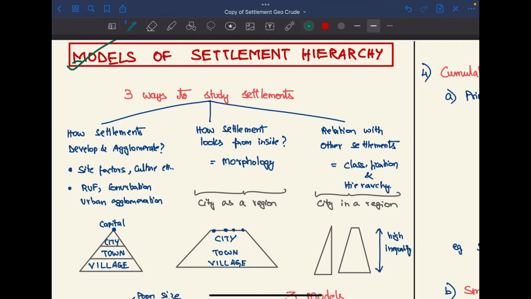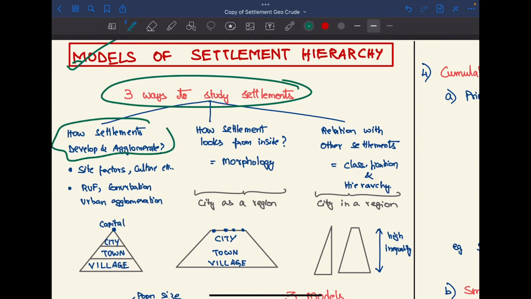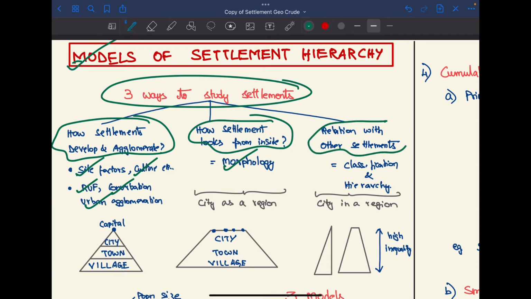Next, we have models of settlement hierarchy. There are 3 ways to study settlement. First, how a settlement develops and agglomerates. For example, what are the site factors and cultural factors involved. We have studied rural conurbation, urban agglomeration. Second is how a settlement looks from inside, which is urban morphology. We have seen this already. Third is how the settlement relates with other settlements, which is classification, which we have seen already. Hierarchy we will see now.